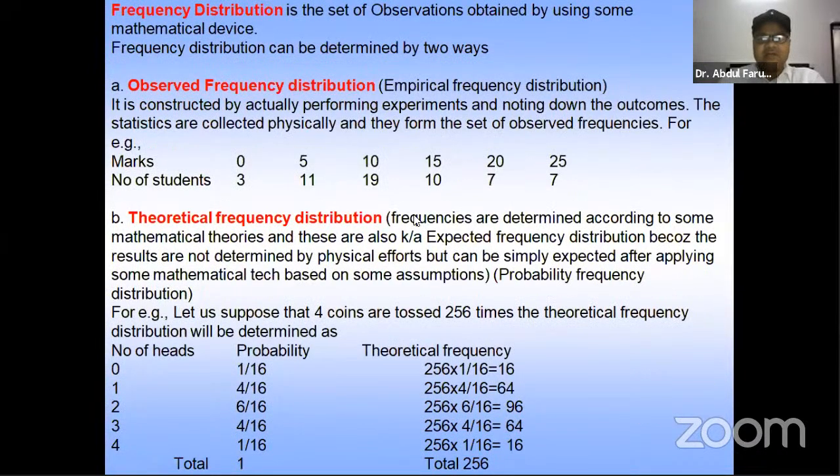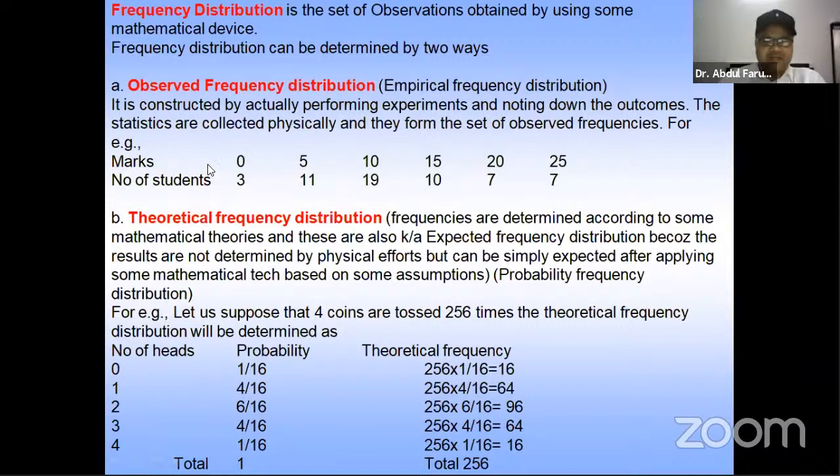it is also called the frequency determined according to some mathematical theories, and these are known as the expected frequency distribution, because the results are not determined by the physical efforts, but can be simply expressed after applying some mathematical technique based on some assumptions. It is also called the probability frequency distribution.